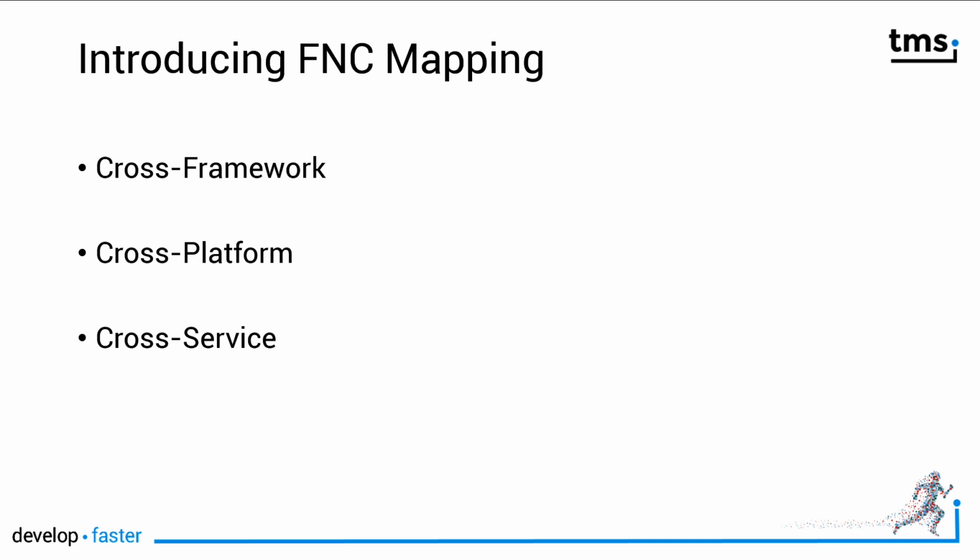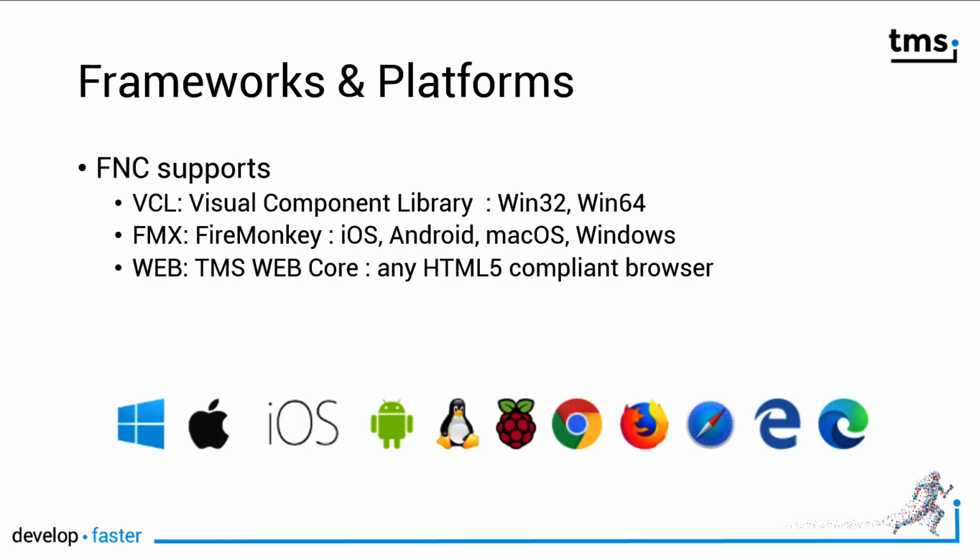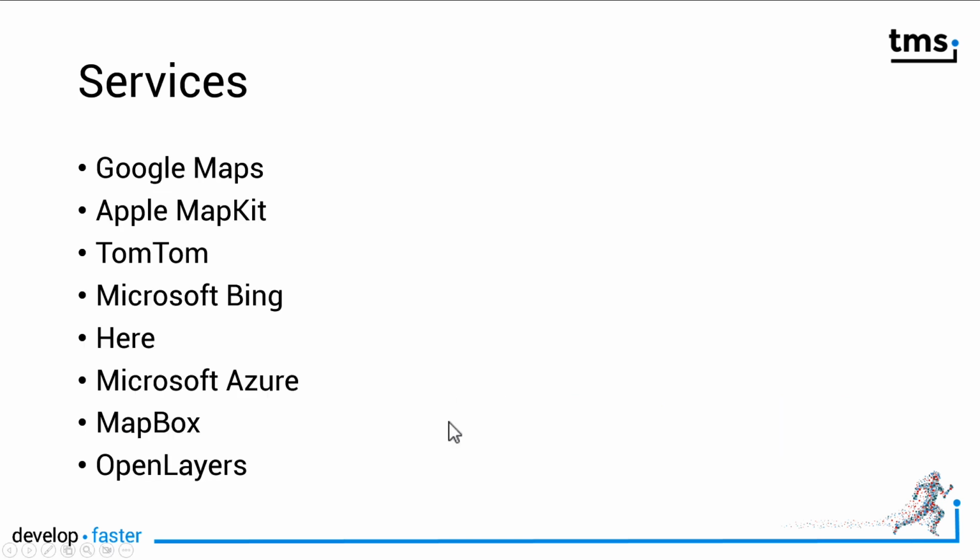So FNC Maps is cross-framework, cross-platform, cross-service. Cross-framework means you can drop these components either on a VCL form, a FireMonkey form, or on a web form for TMS WEB Core. That way you can write applications for Windows, macOS, Android, iOS, Linux, and even the Raspberry Pi. Available services right now are Google Maps, Apple MapKit, TomTom, Microsoft Bing, Here, Microsoft Azure, Mapbox, and OpenLayers, the example that we're going to use today.